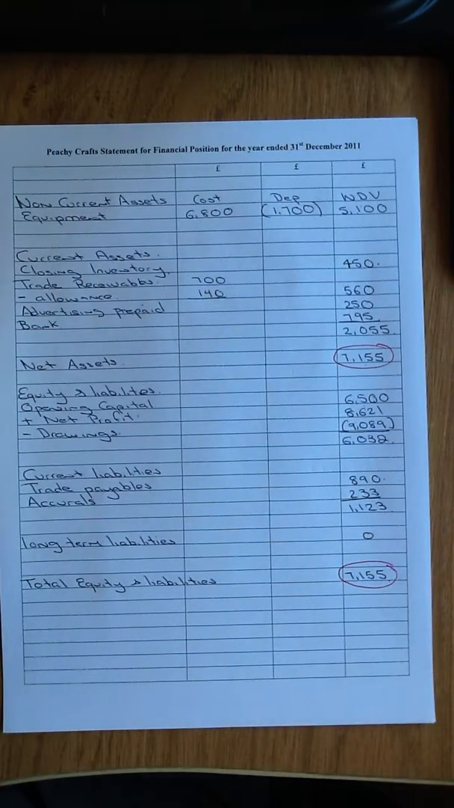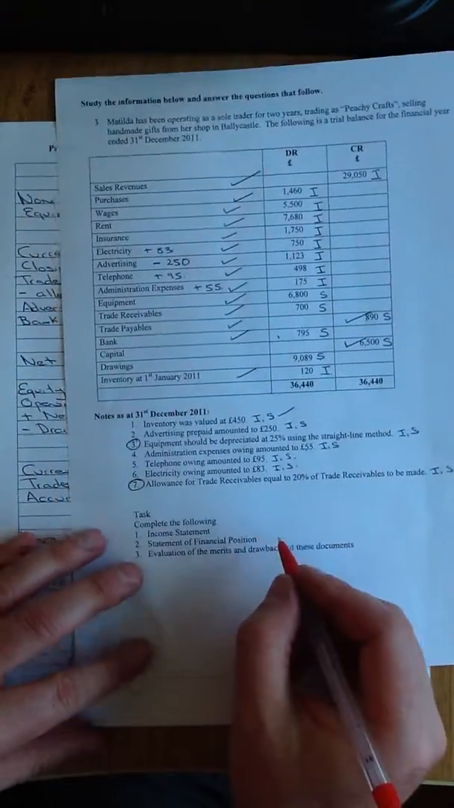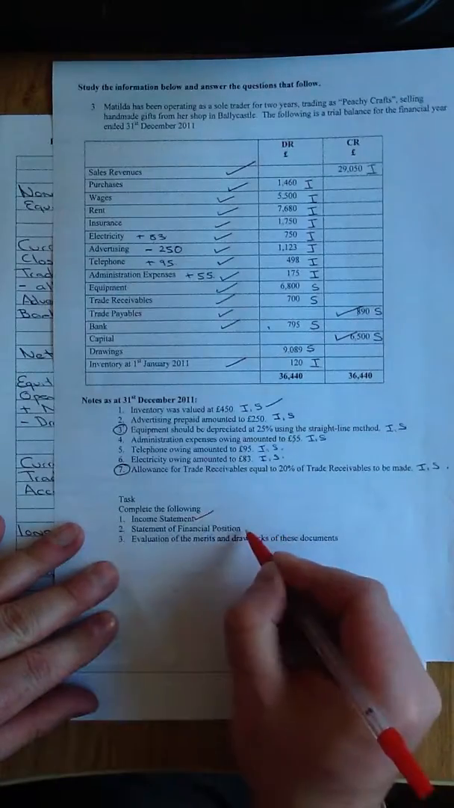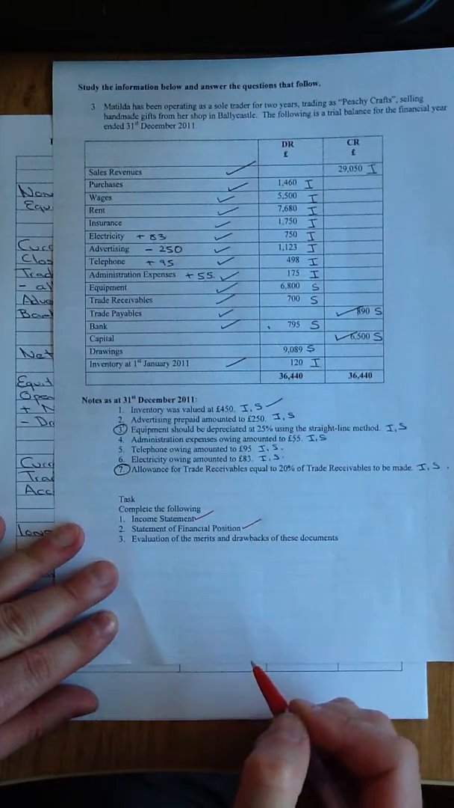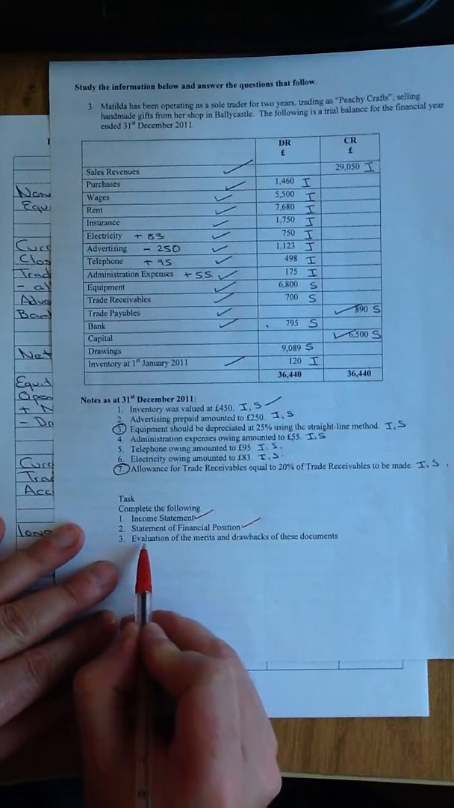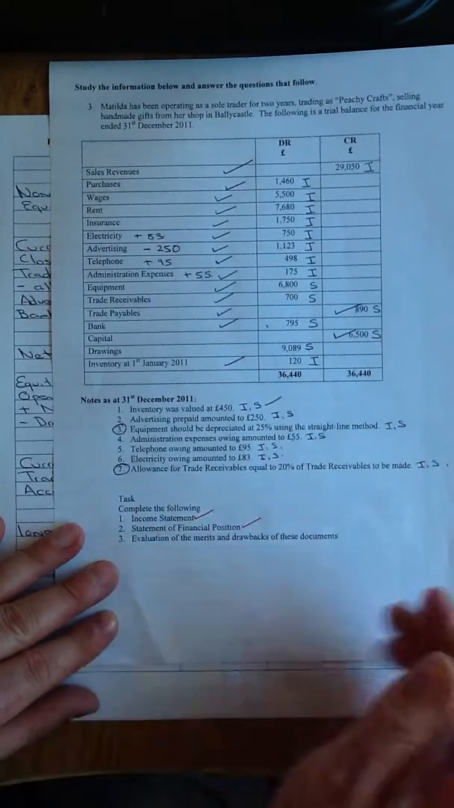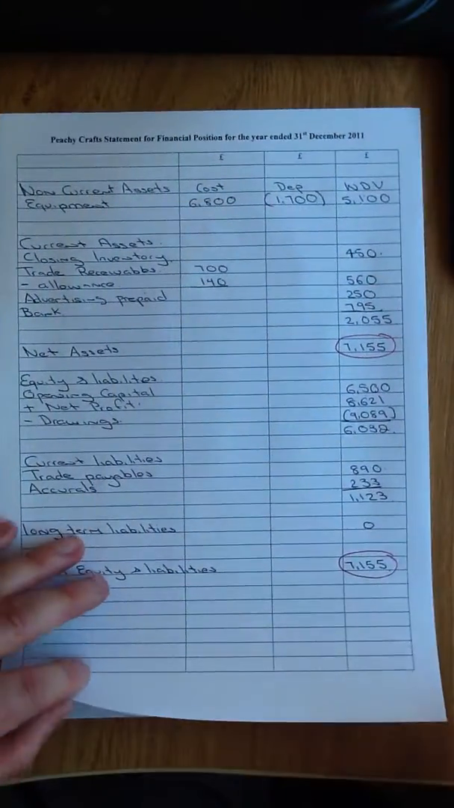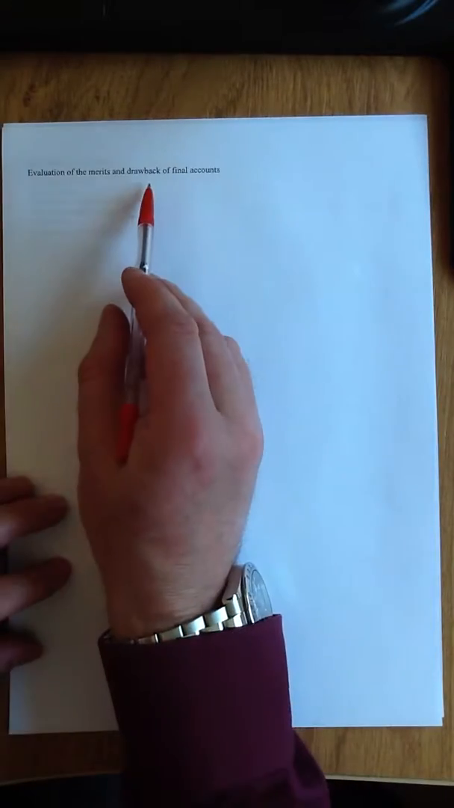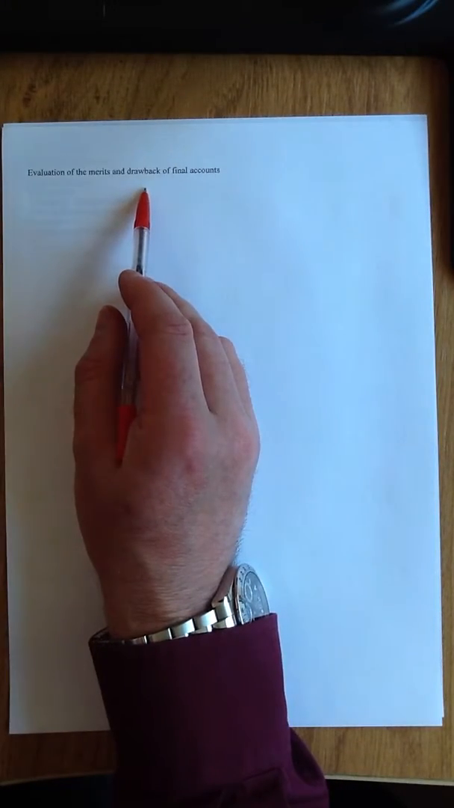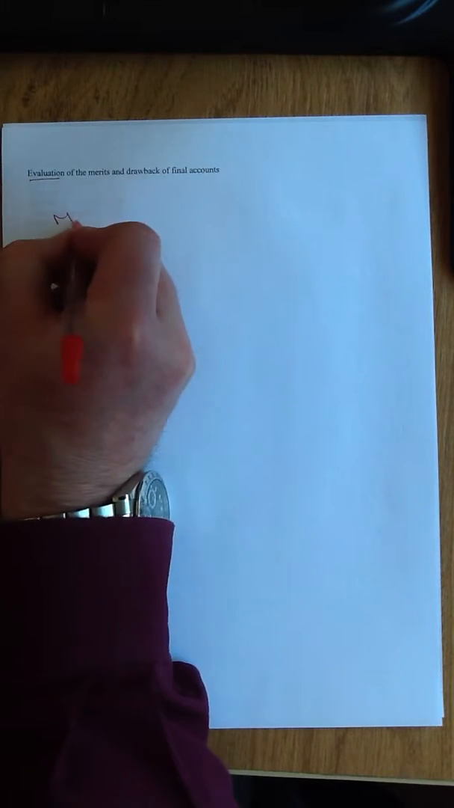Okay, so going back to the question, we have done the income statement, we have done the statement of financial position. The next part asks us to evaluate the merits and drawbacks of these accounts. So you need to be able to evaluate what benefits the final accounts are to a business. So evaluation means you look at the merits and you look at the drawbacks.